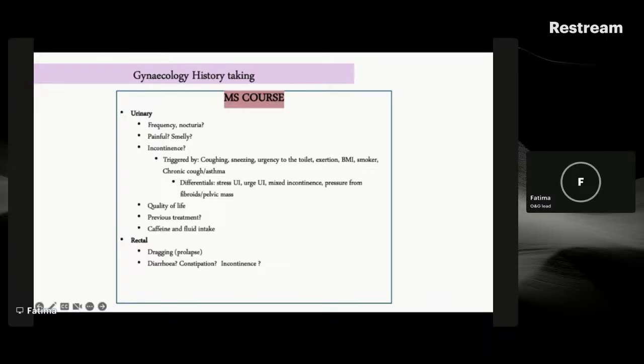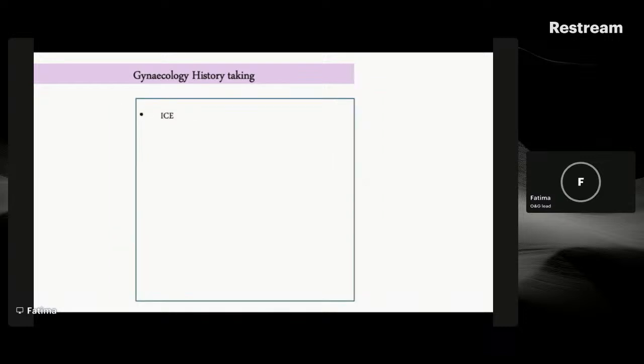And then for R, it would be rectal. So are they feeling any dragging sensation? If so, is there a rectal prolapse? Are they experiencing any diarrhea, constipation, or any incontinence? And then for the S, it would be smear. So when was their last smear? What were the results? Any further investigations or treatments further to that? Have they had colposcopy in the past? Any LETZ procedures or any management for any abnormal smear results?